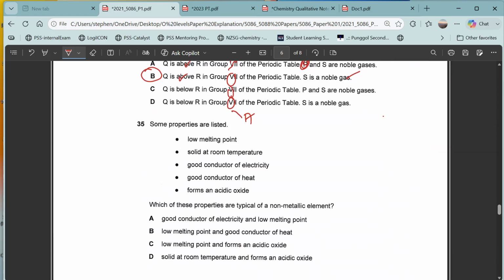35 looks simple. Of these, which are typical non-metallic elements? That means this one cannot be. This one maybe, right? It cannot be a good conductor of heat. Yes, this one looks good. Solid? No, cannot. Yes, it forms an acidic oxide, but solid? Most non-metals are not solid, right? Like chlorine gas, nitrogen gas, oxygen gas.